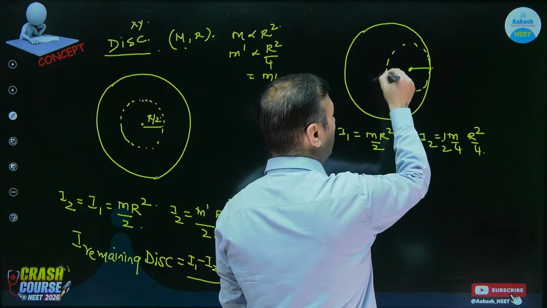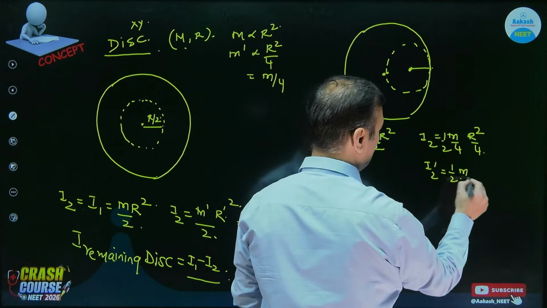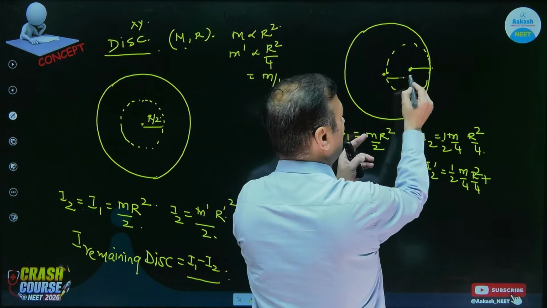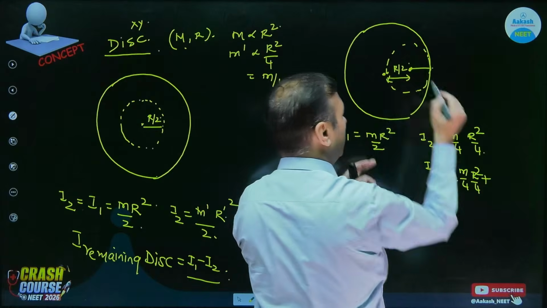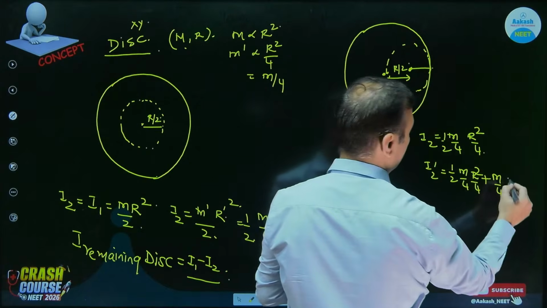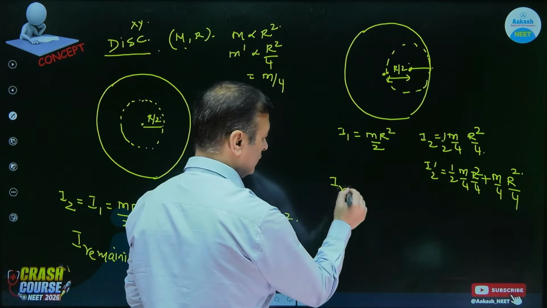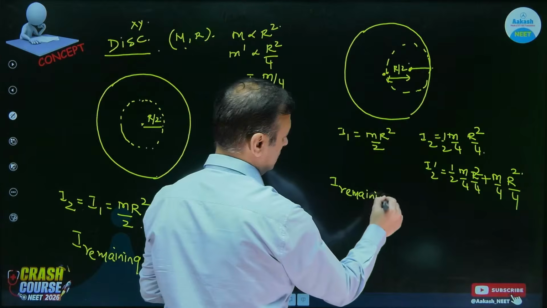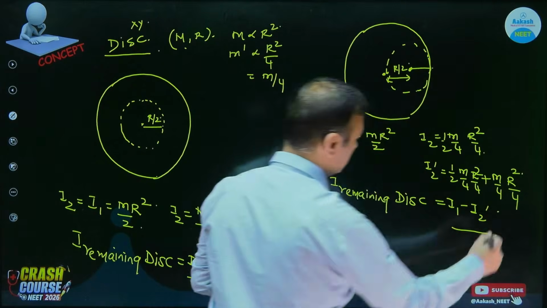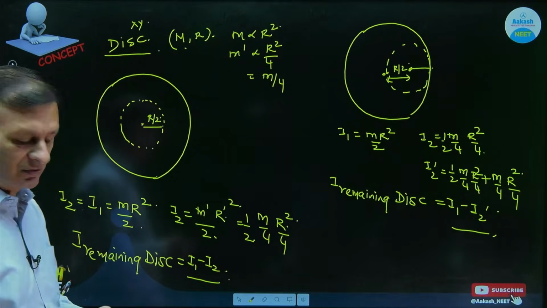But now we have to find out I2 dash. So when you go and apply your parallel axis theorem, so this is r by 2. So this is mass of this part, which is m by 4 into h square. So h square becomes r square by 4. So this is I2 dash. So moment of inertia of the remaining disk is I1 minus I2 dash. So look at the difference we have. Got it?